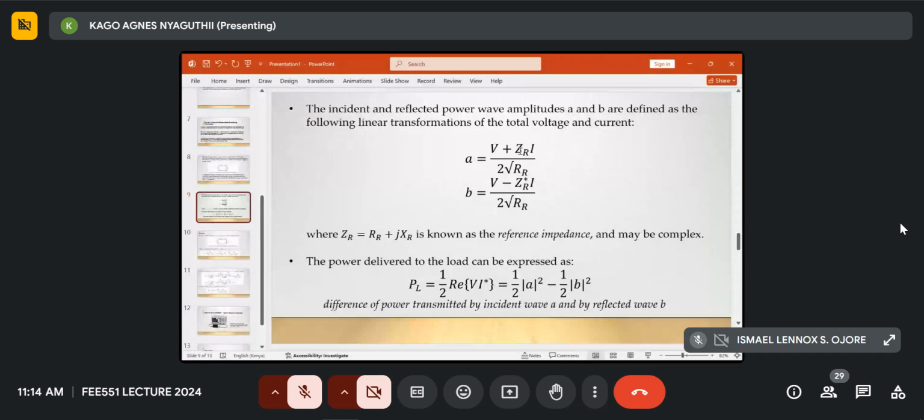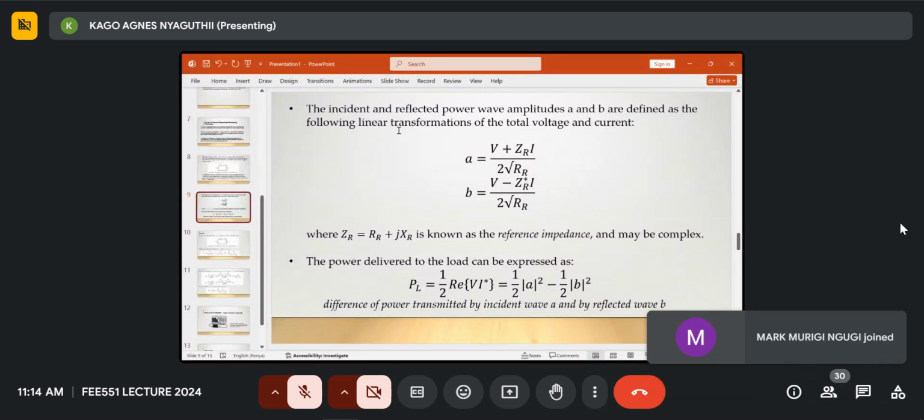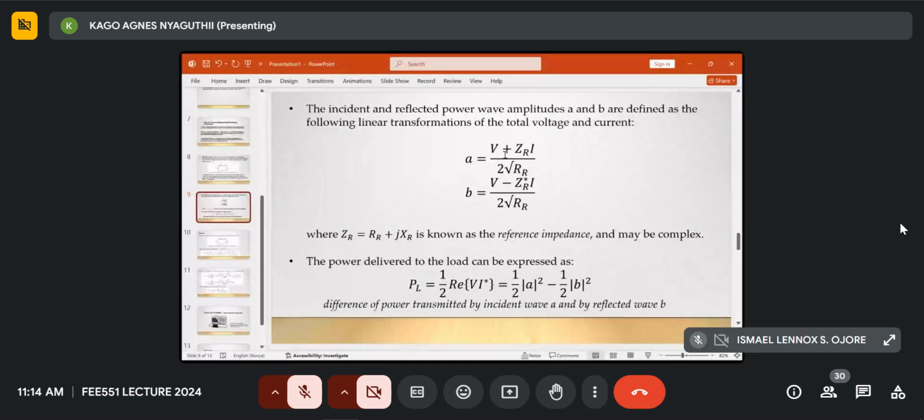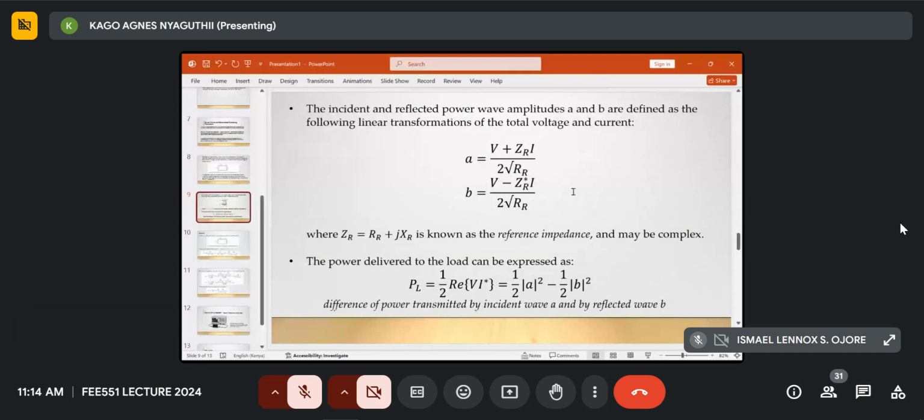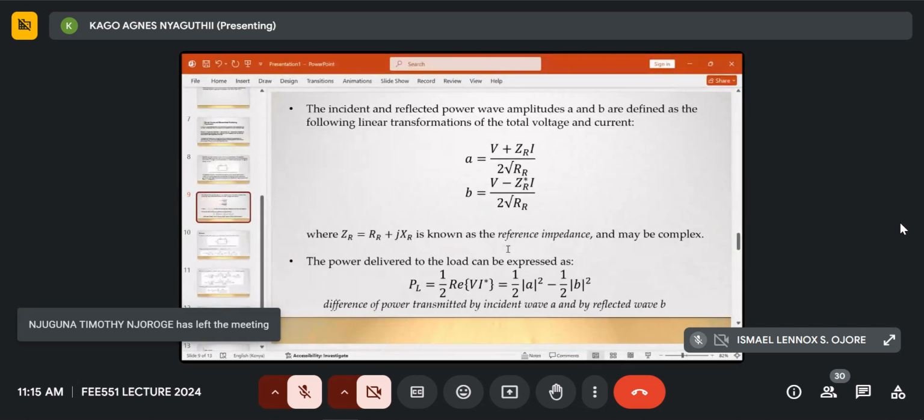So these are the variables that we use. The incident and reflected power wave amplitudes, A and B, are defined as the following linear transformations. A will now be our incident wave. This is how it relates to the voltage and current in that circuit, and also B the same way, just that it's negative because it's reflected. Where ZR is known as the reference impedance and may be complex.